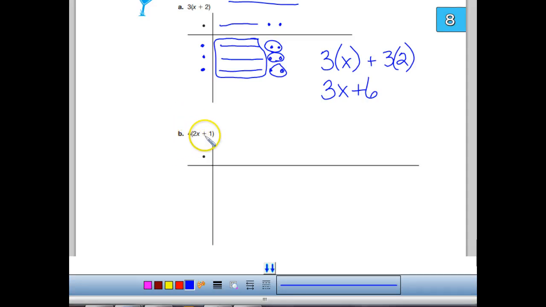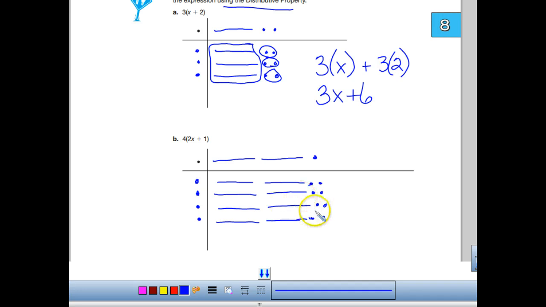What I want you to do right now is try part B by yourself. Now remember what 2x plus 1 looks like. 2x plus 1 is going to look like this, right? Use your algebra tiles if you need to, or you can just sketch it if you want. And then 4 is going to look like this. I'm going to pause this video and come back and show you the answer. Don't go on until you have your answer. So hit pause on the video before you look to see what my answer is, okay?